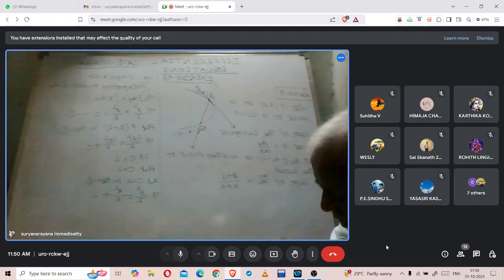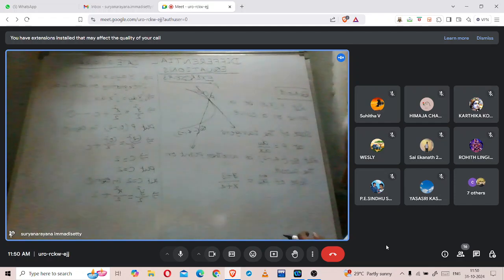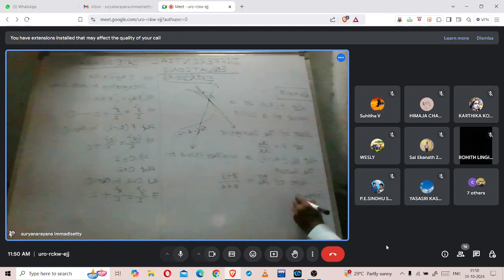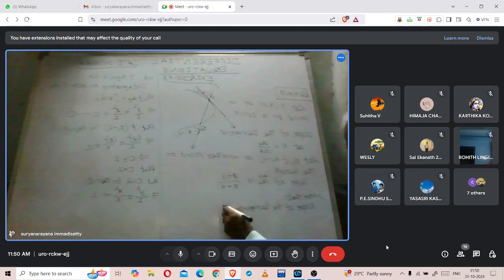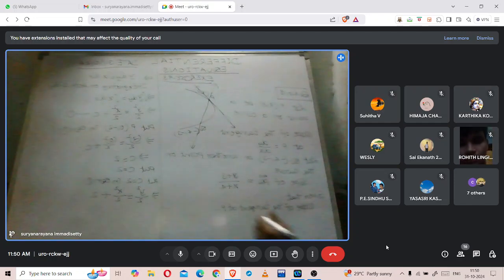Now what is the condition given here? The slope of the tangent at P is equal to twice the slope of PQ.